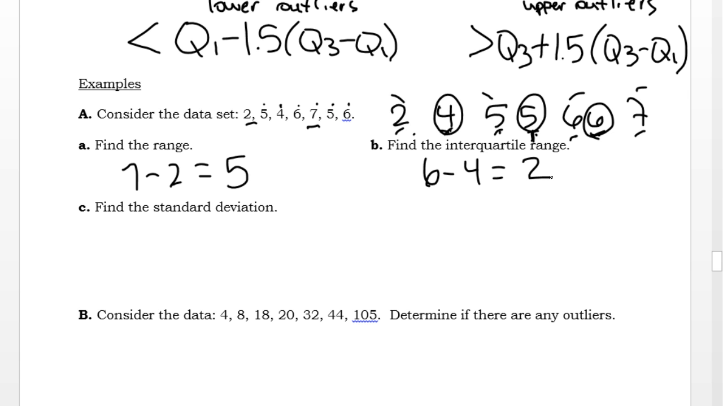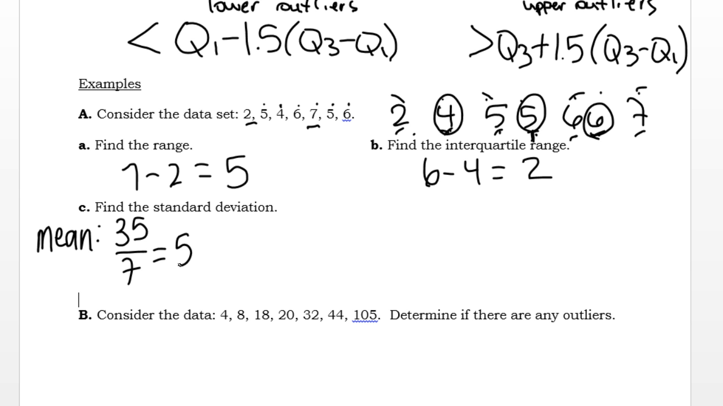Standard deviation, that was a long one. So the first thing I need is the mean. If I add up all of my numbers, I get 35 over 7 numbers. My mean is 5. So after I get the mean, my formula tells me to get the difference between the mean and each data point.